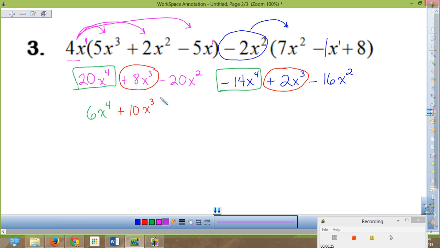And then we have negative 20x squared, negative 16x squared. They're the same signs, so we'll add. So we have 20 plus 16 is 36. And then the bigger number is 20, and it's negative, so that's going to be negative. And then we have x squared. And this becomes our final answer.